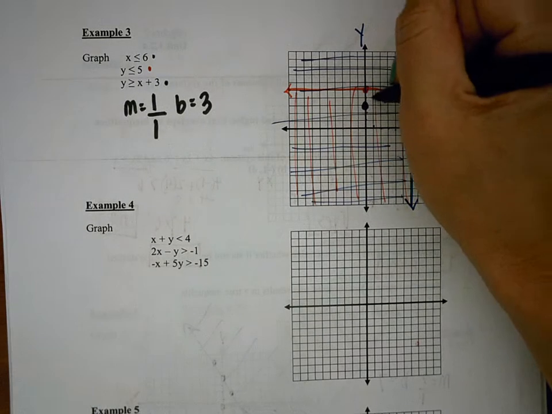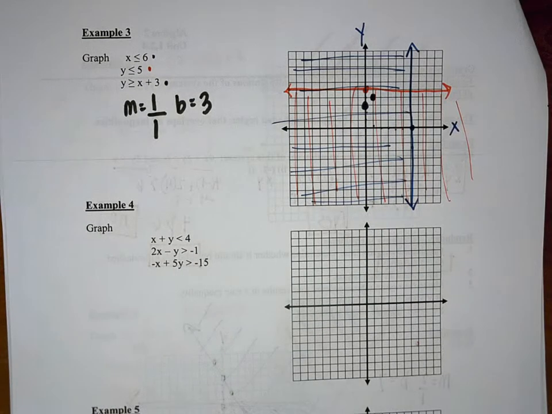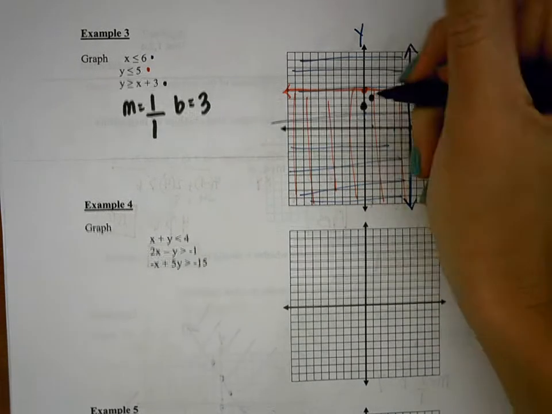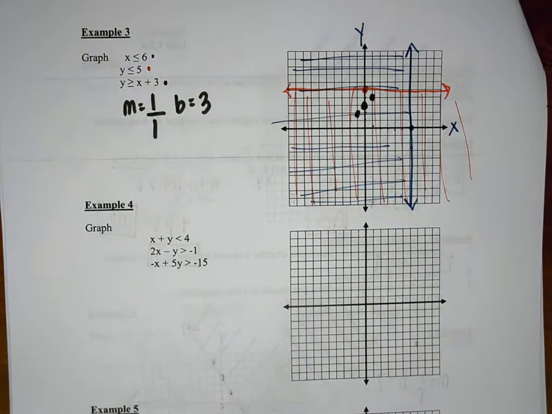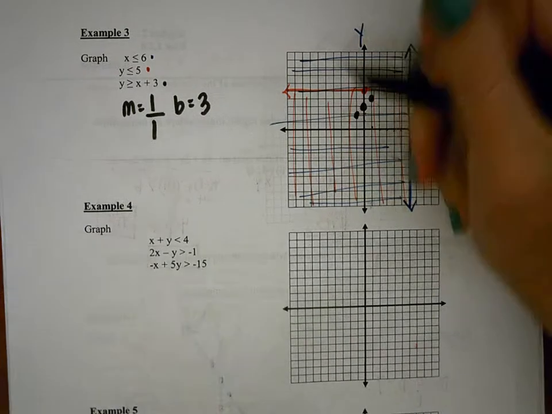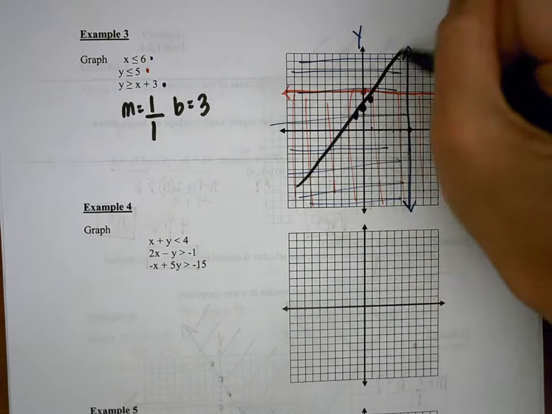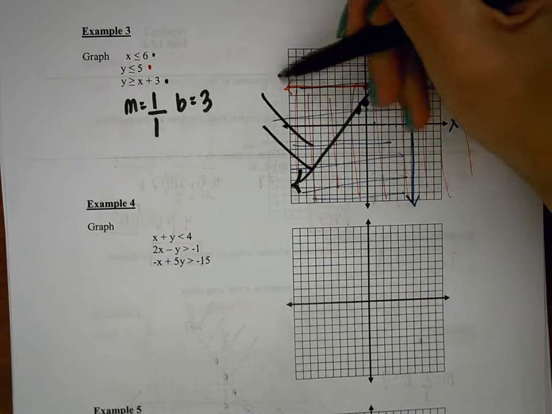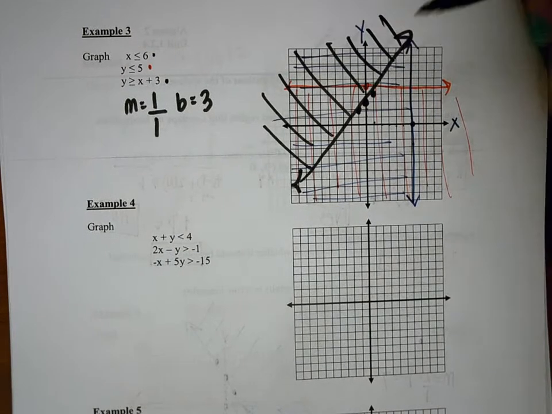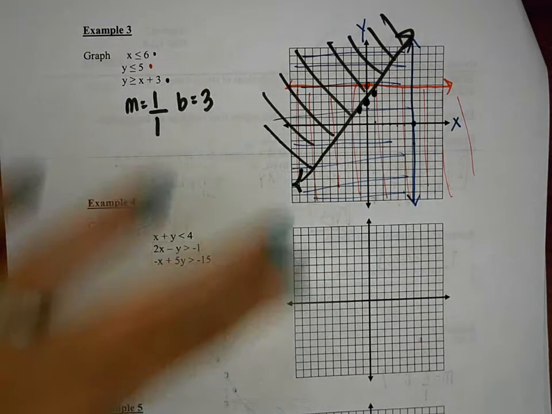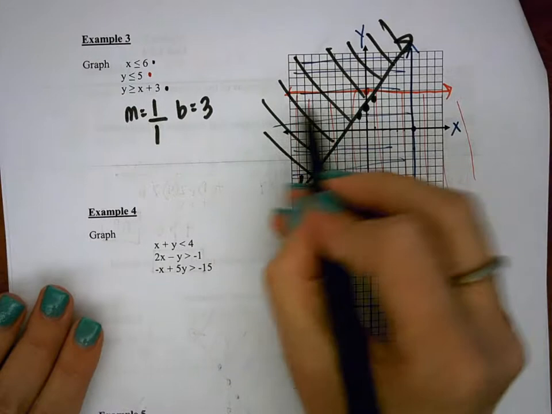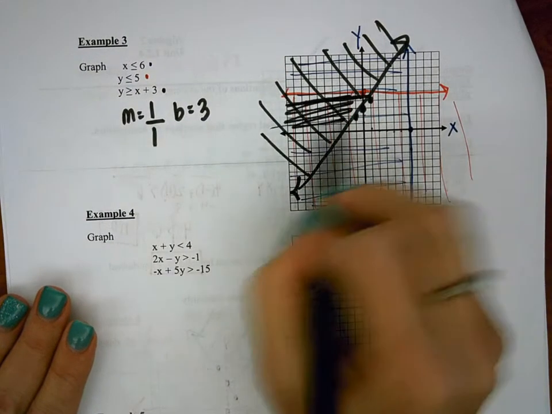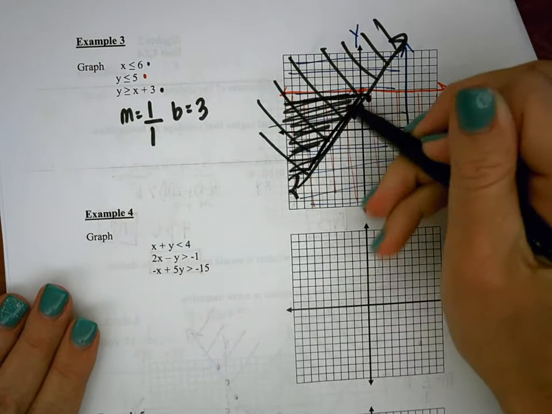From there, where do I go? Good. Up 1, right 1. Or I could have gone down 1, left 1, because negative, negative really means positive. Solid or dashed? Solid. Okay, so this line, greater than, which way will I shade? Very good, up. Do we see where all 3 are overlapping? Good, it's kind of this triangle over here. So I'm just going to shade that in a little darker. And we are done.